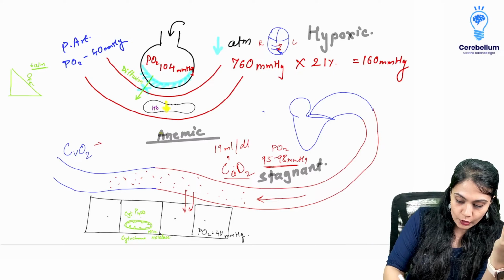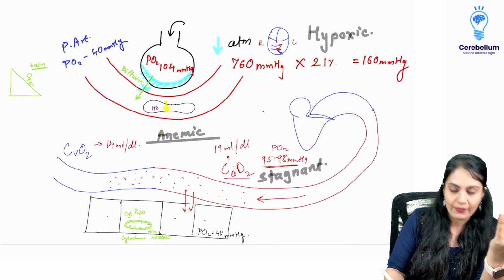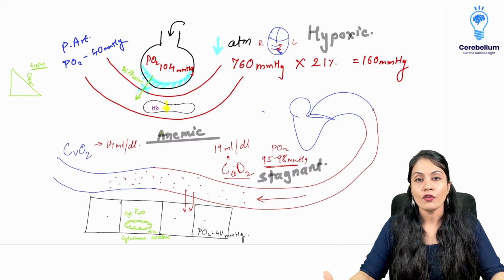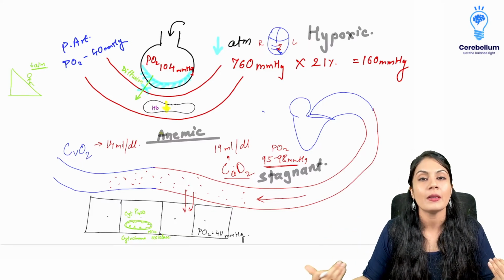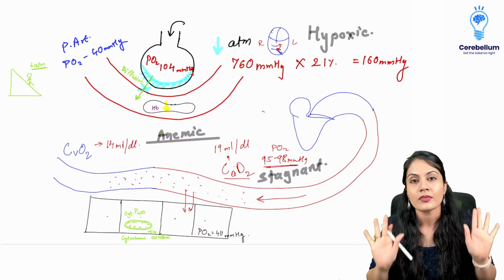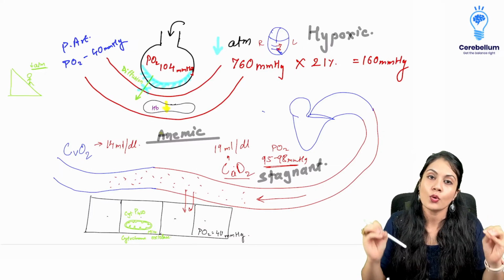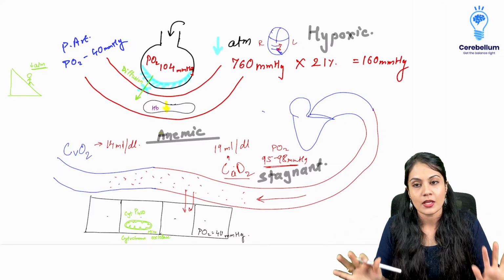And normally the venous content is going to be, let's say, 14 ml per deciliter. If I write 14 ml percent, or 14 ml per 100 ml, it's the same thing. Say deciliter, say percentage, say 100 ml, it's the same thing. All right.